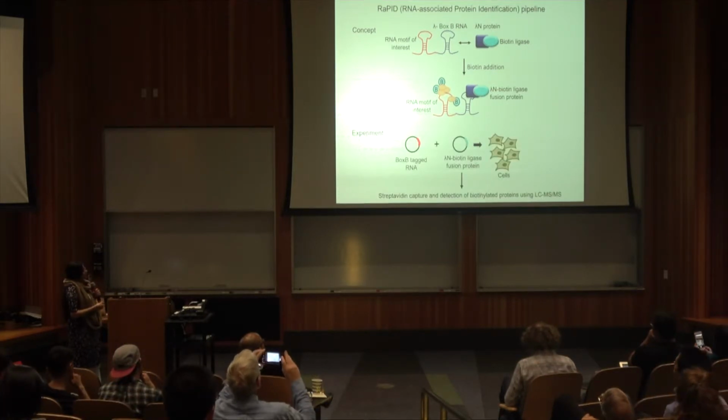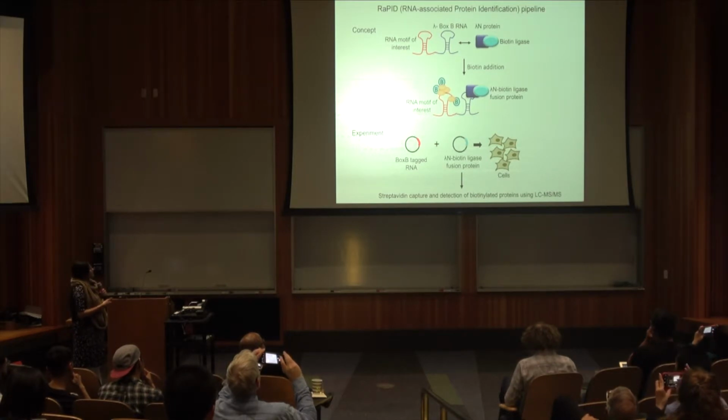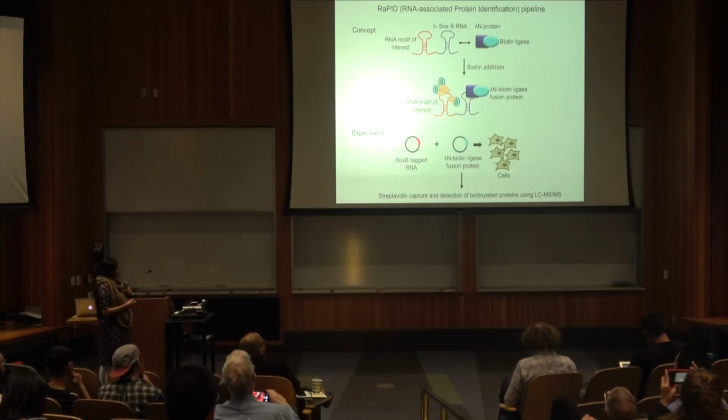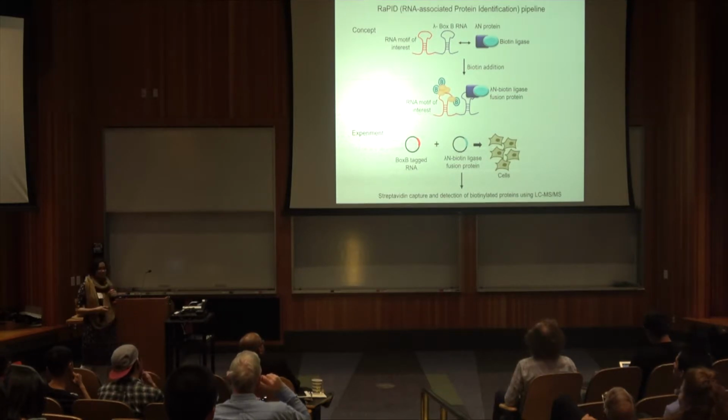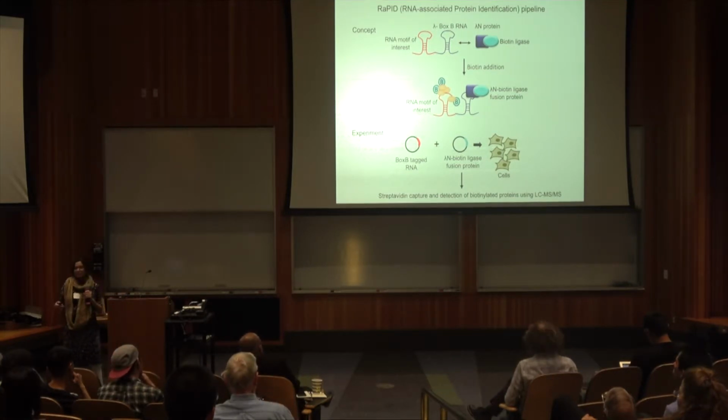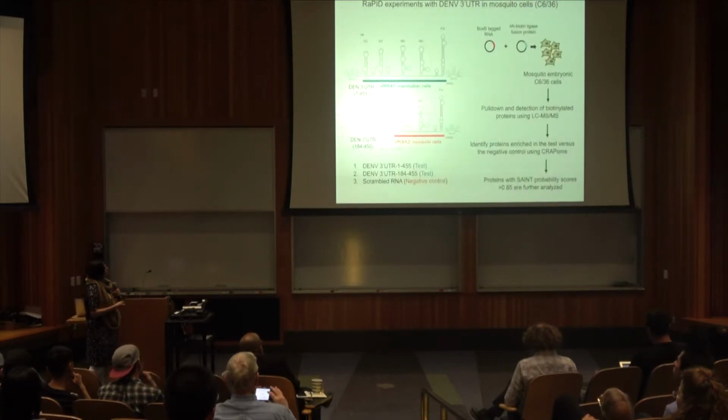So in our experiments, we co-transfect two plasmids, one expressing the box B tagged RNA and the other expressing the lambda N biotin ligase fusion protein into cells. And the biotinylated proteins can be captured using streptavidin beads, and identified by mass spec.